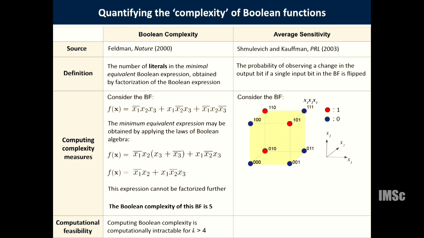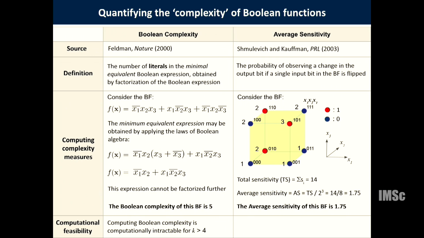So for example, if you see this 0, 0, 0, it's blue. It has three neighbors, 1, 0, 0, 0, 1, 0 and 0, 0, 1. Of the three neighbors, only one of them has a different color. So the sensitivity of this vertex is 1. And we do this for all the 8 vertices of the Boolean function with 3 inputs. I am just telling you the number. So you get 8 numbers and you can add them, which gives you the total sensitivity. So the total sensitivity is 14 by adding those numbers. And then you average it by dividing by the total number of vertices in the Boolean hypercube. That gives you the average sensitivity.